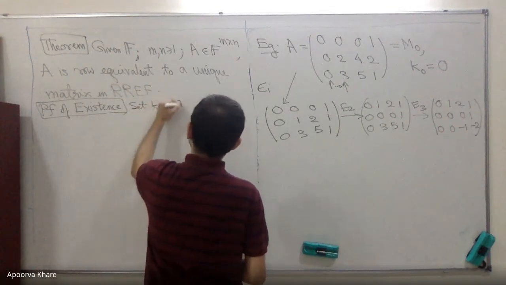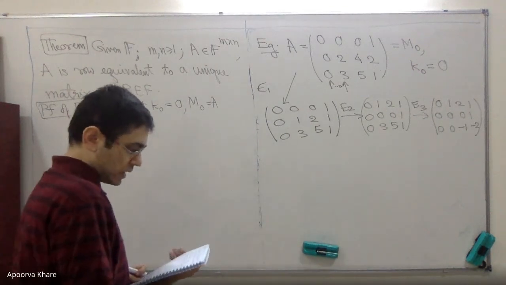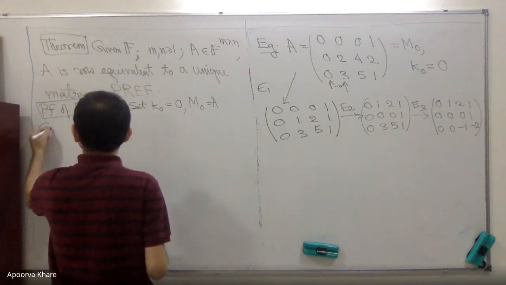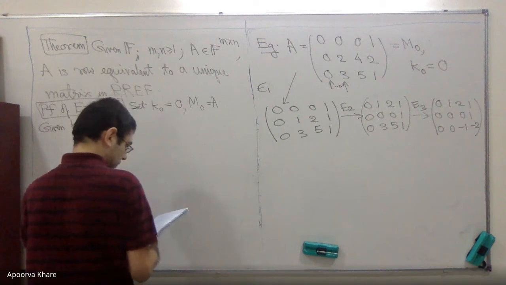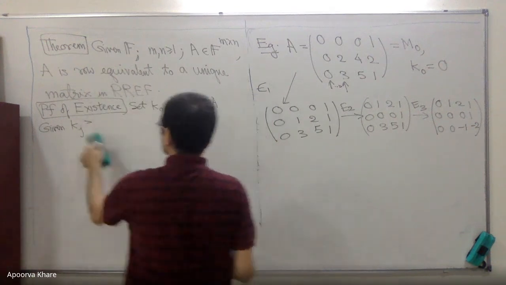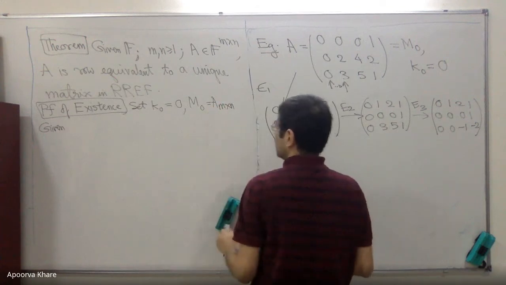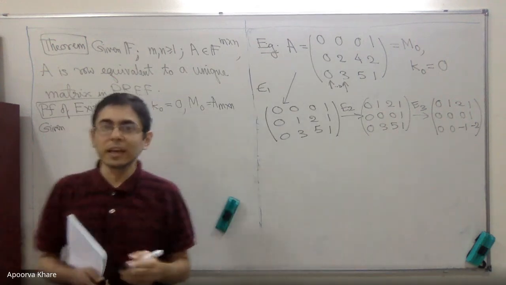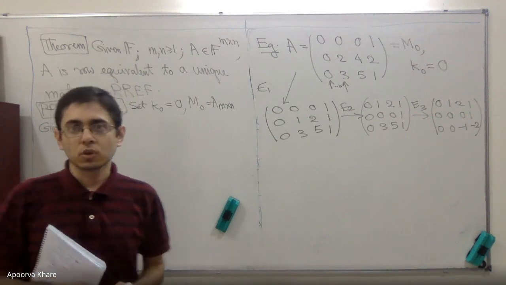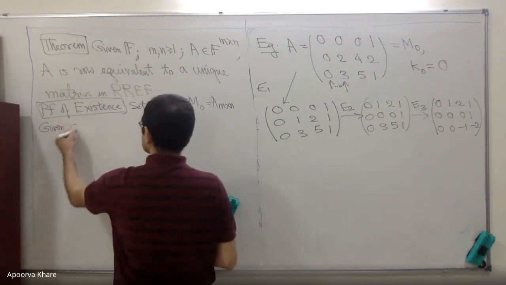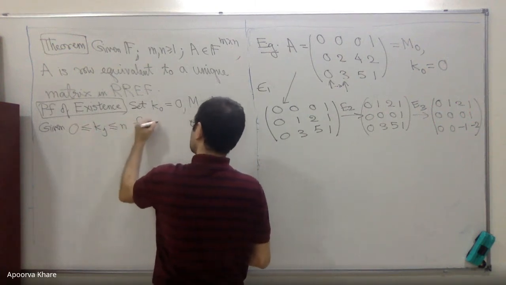K0 equals 0 and M0 equals A. Now do the following. Now, so this is still now given K, J. Let's make a, remember that A is in F to the M cross N. So now, basically the KJs mark the positions of the pivot ones, or the pivot columns. So KJs must be less than or equal to N. So given 0 less than or equal to KJ, less than or equal to N for some J.